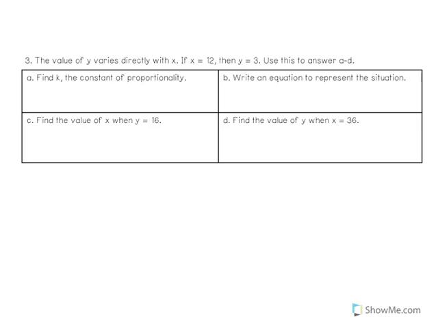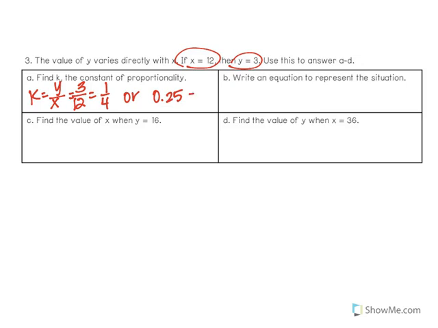The value of y varies directly with x. X equals 12, y equals 3. Use those pieces of information to answer A, B, C, and D. So k, the constant of proportionality, is y over x. That would be 3 over 12, and it is okay to have a fraction or a decimal. That simplifies down to 1/4 or 0.25.